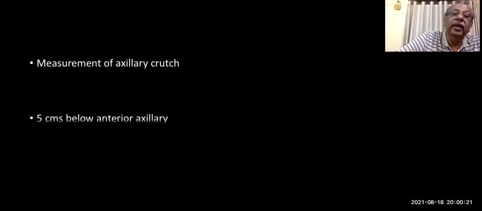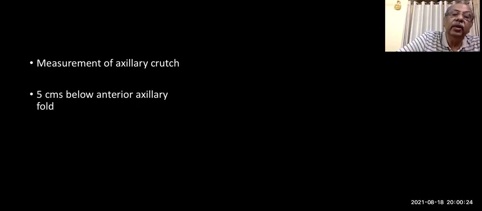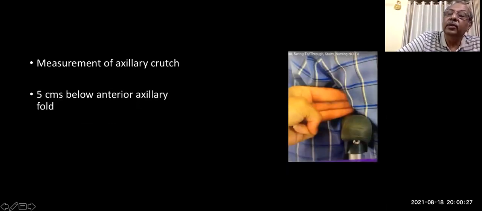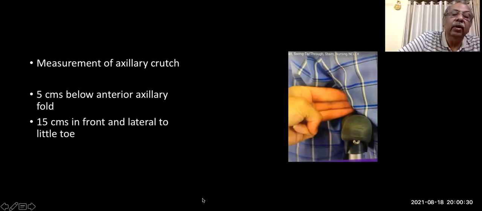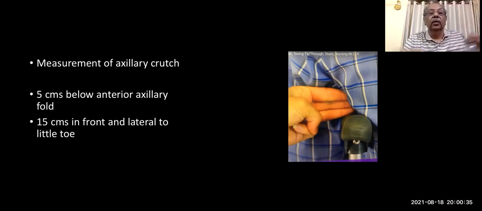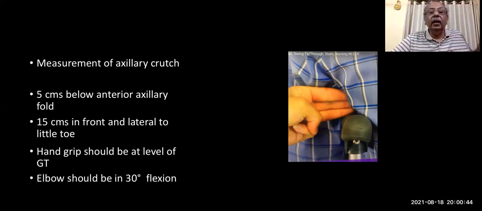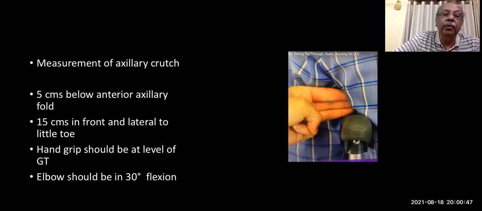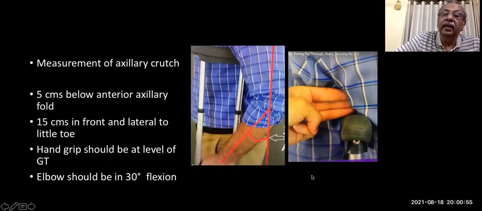How will you take the measurement of the axillary crutch? It is usually 5 centimeters below the anterior axillary fold, to around 15 centimeters in front and lateral to the little toe. The hand grip should be at the level of the greater trochanter, and the elbow should be flexed 30 degrees.